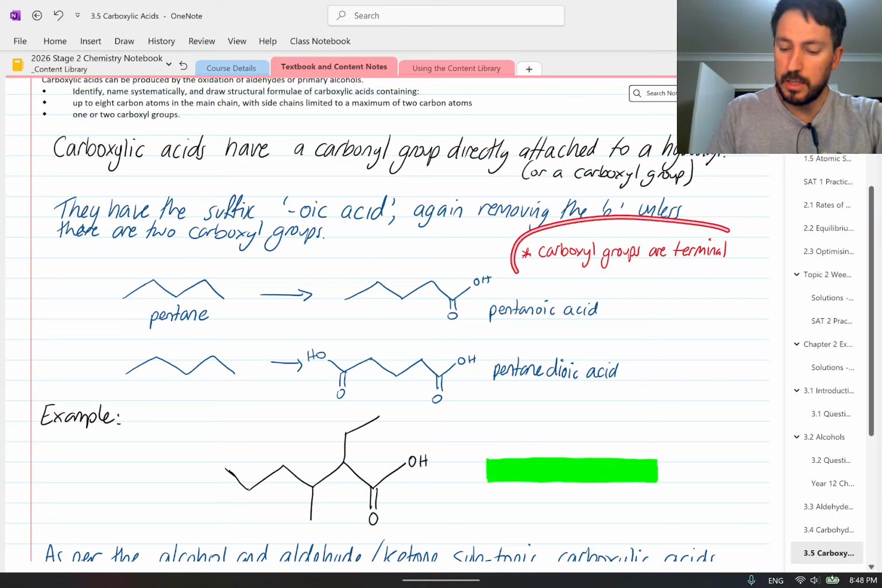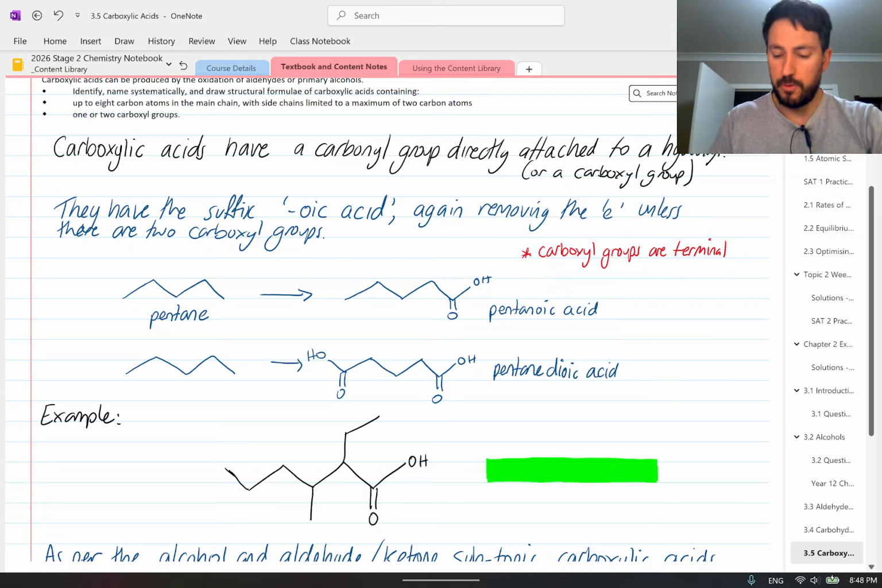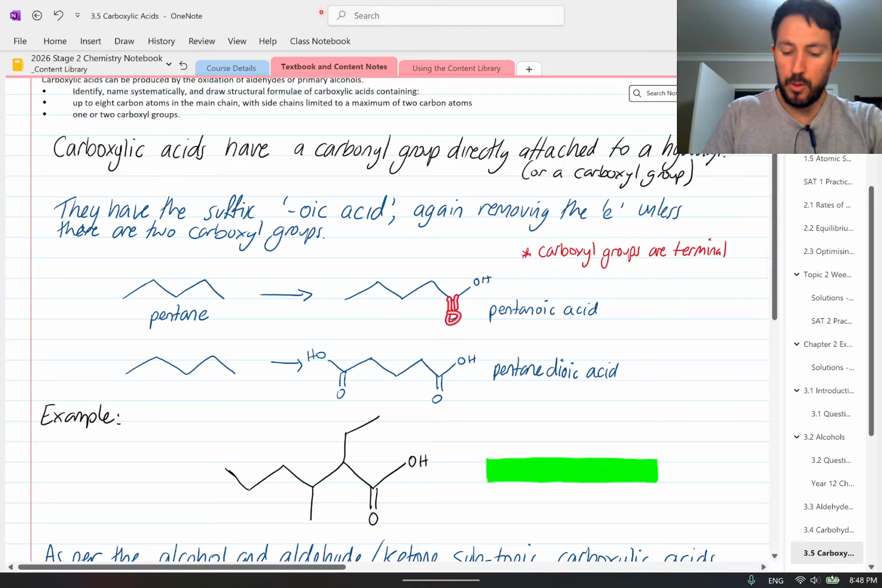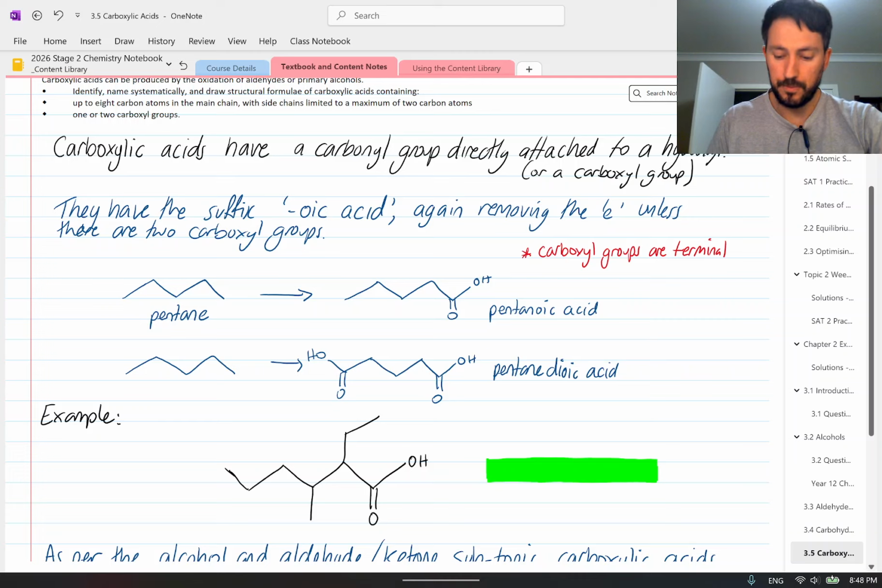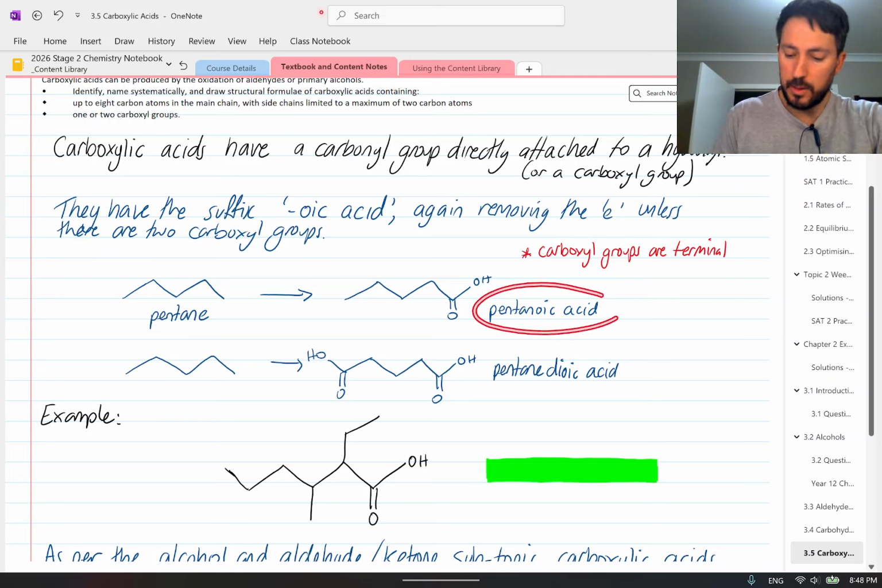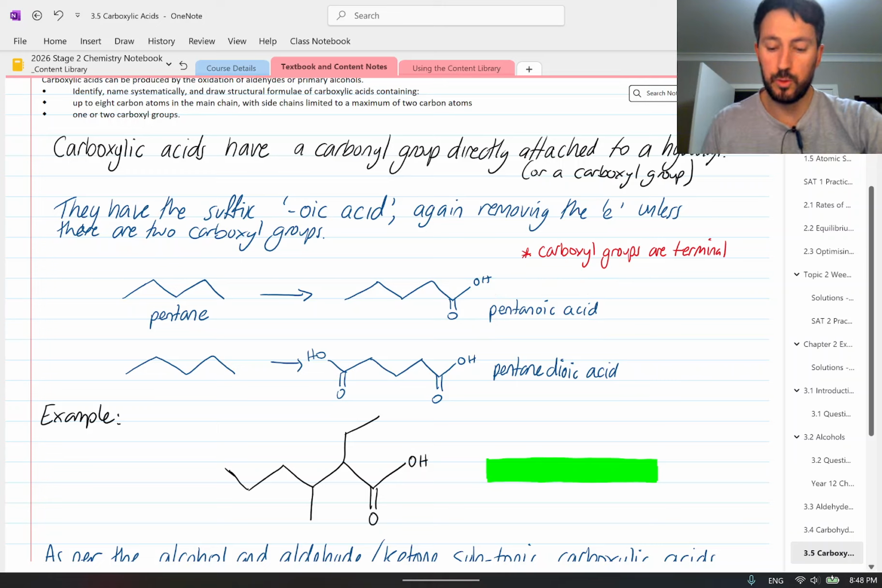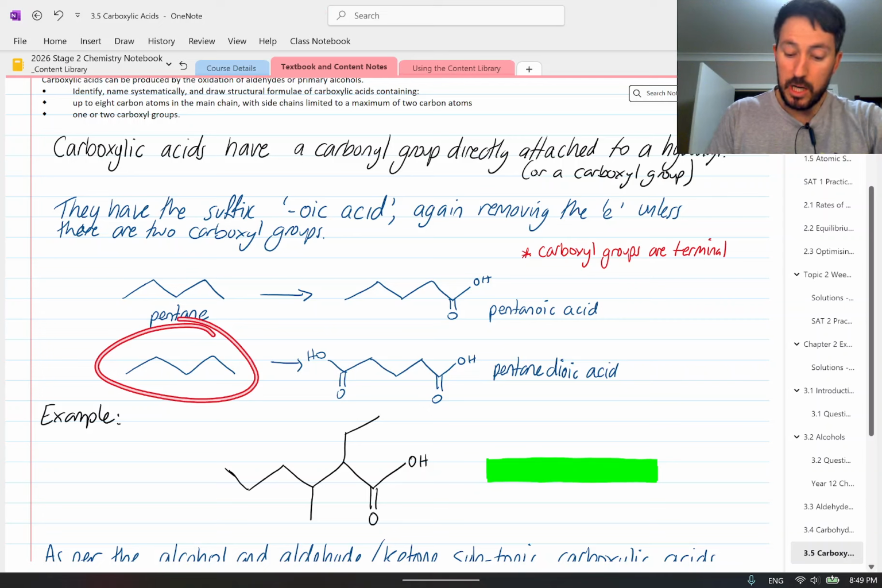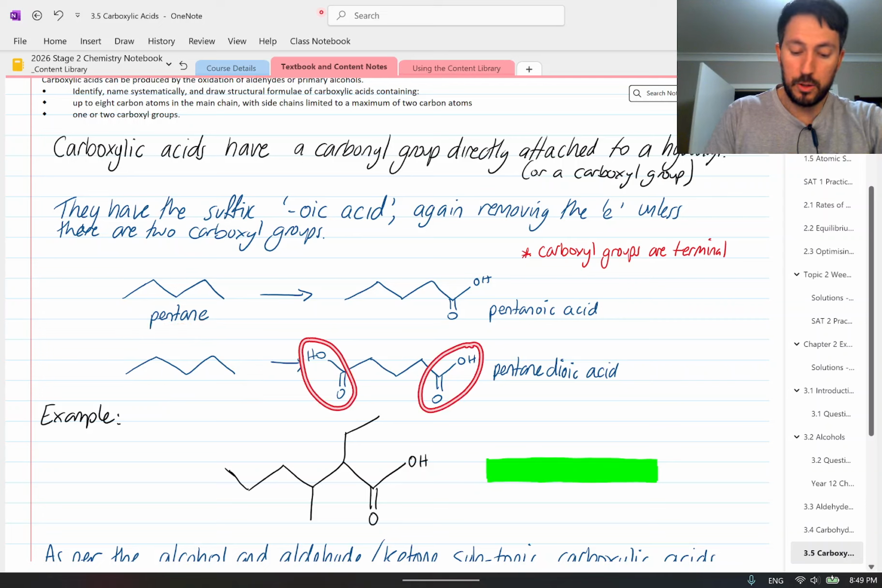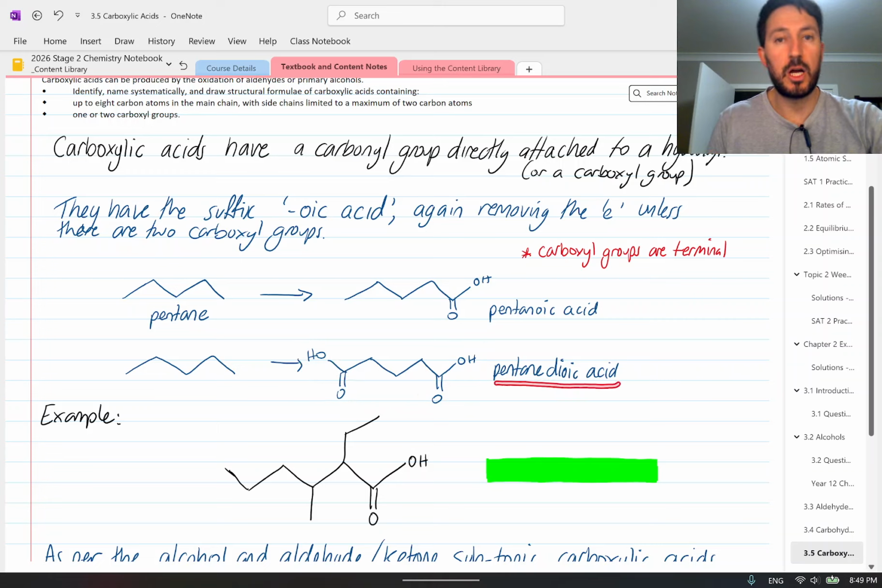And what you'll also notice is that the carboxyl group, for our carboxylic acid, is always going to be terminal. They're always going to be on the ends because our C=O and then our OH cannot continue. So this stops here, which makes it terminal. So we have our pentanoic acid, which has our one carboxyl group on it. If we take our pentane and we put a carboxyl group on each end, the name will be pentanedioic acid.